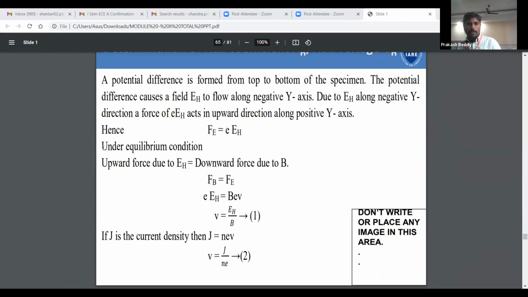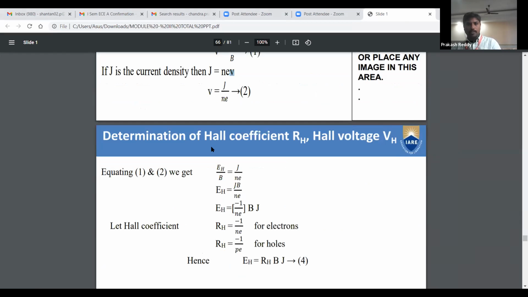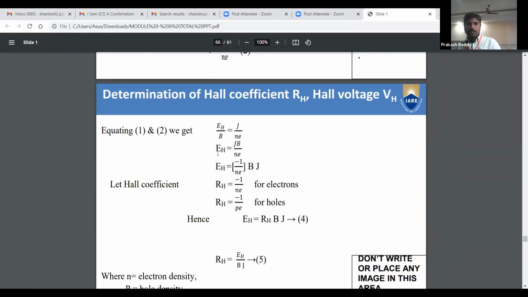Under equilibrium condition, what will happen? The forces acting on the particles due to the electric field and the magnetic field are equal. By equating the two, I derive the equation for v. Then, taking the current density equation and substituting the equation for v, I find the relation between EH and RH. What is EH? The electric field generated inside the material in the Hall effect, and RH is the Hall coefficient. The Hall coefficient is defined as 1 by n into e.